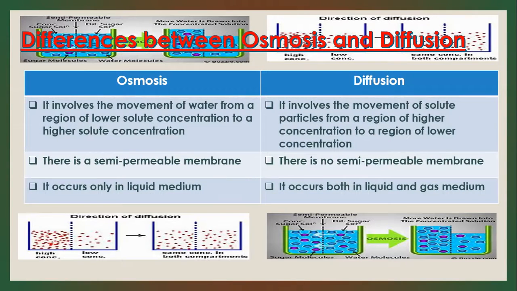We identify three major differences. So one, under osmosis, we are saying it involves the movement of water from a region of lower solute concentration to a higher solute concentration region.